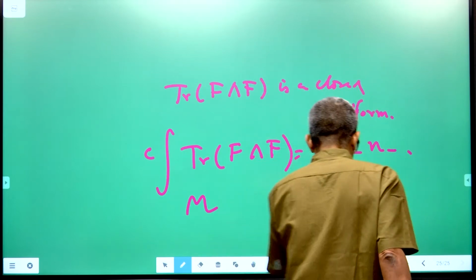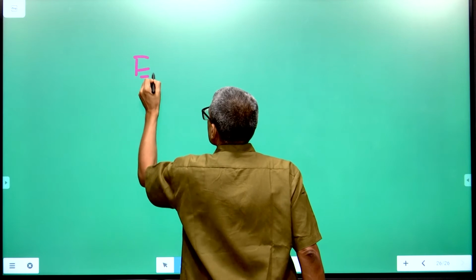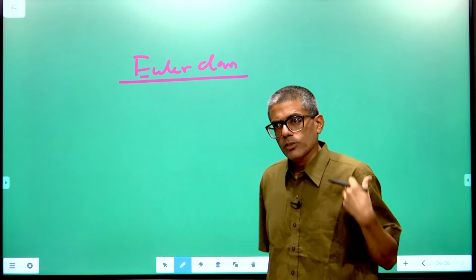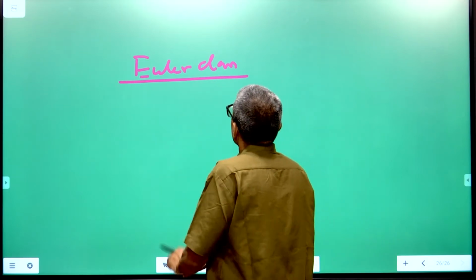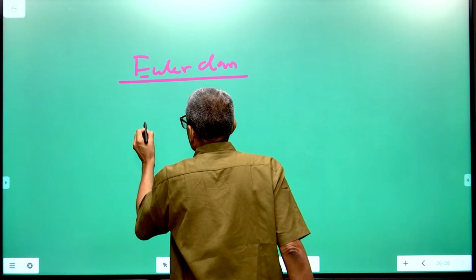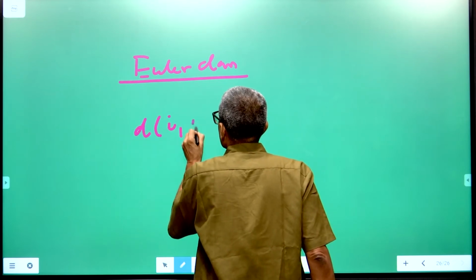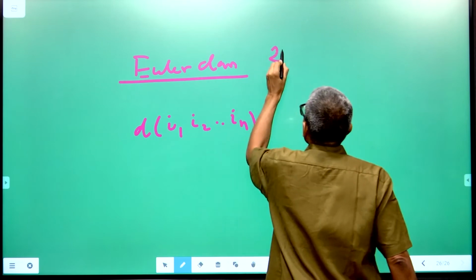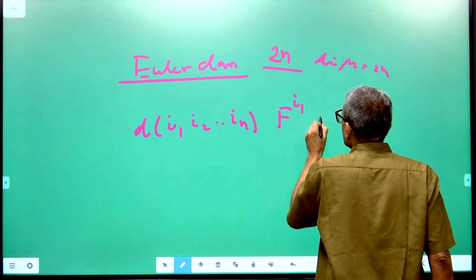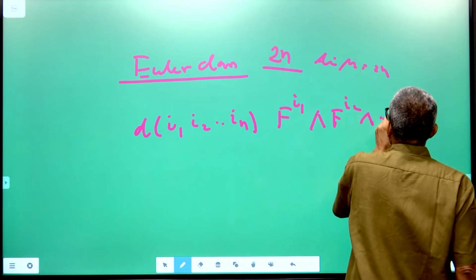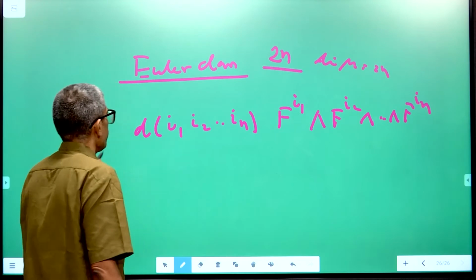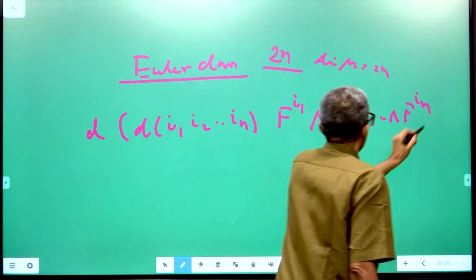More generally, you can define the Euler class, or you can define a whole set of characteristic classes by taking, for example, if D is a symmetric tensor D_{i1 i2 ... in}. Suppose a manifold is a 2n-dimensional manifold, dimension of M is 2n, and suppose you consider F^{i1} wedge F^{i2} ... wedge F^{in}, summed over the repeated indices i1, i2, ..., in. Then this is a closed form, right? You can show that this is a closed form.